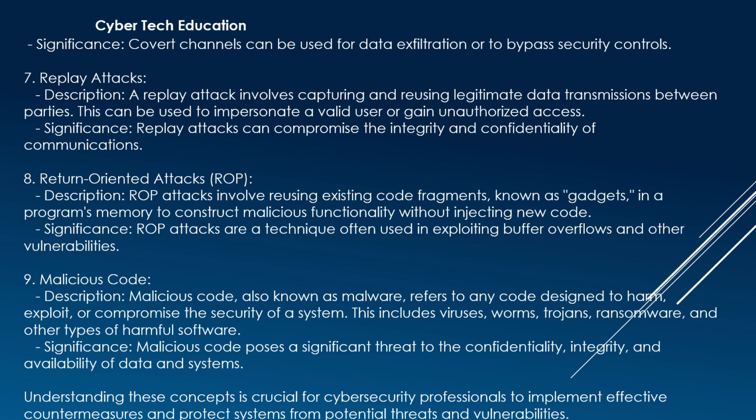Malicious code. Malicious code, also known as malware, refers to any code designed to harm, exploit, or compromise the security of a system. This includes viruses, worms, trojans, ransomware, and other types of harmful software. Significance: malicious code poses a significant threat to the confidentiality, integrity, and availability of data and systems. Understanding these concepts is crucial for cybersecurity professionals to implement effective countermeasures and protect systems from potential threats and vulnerabilities.